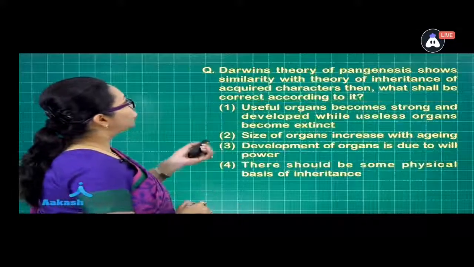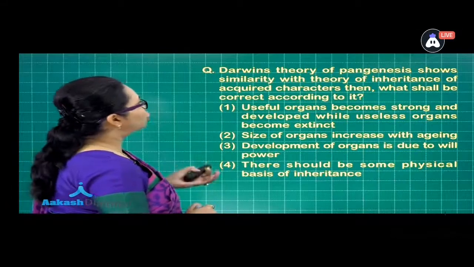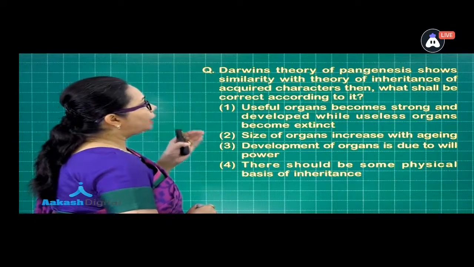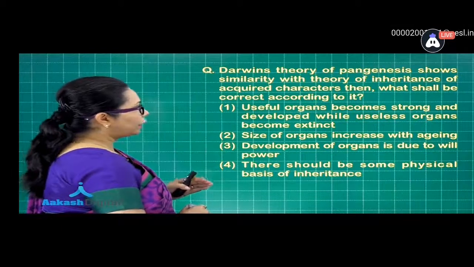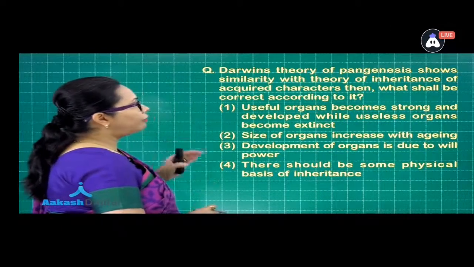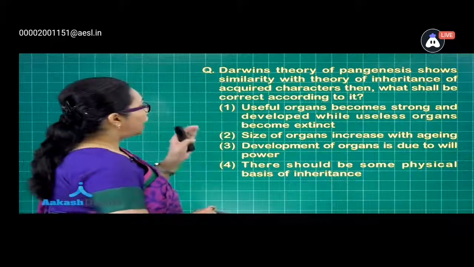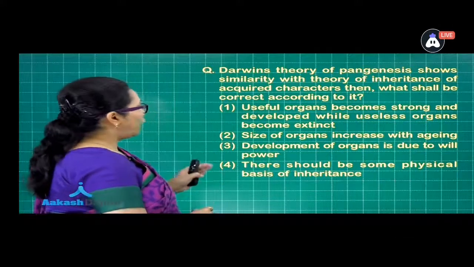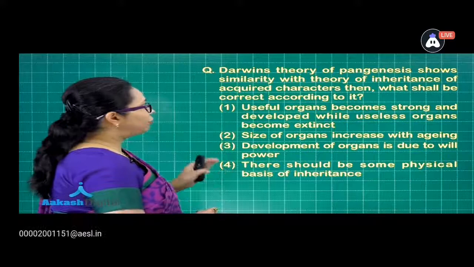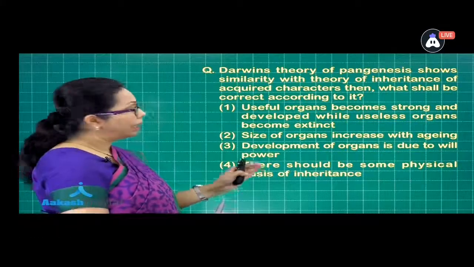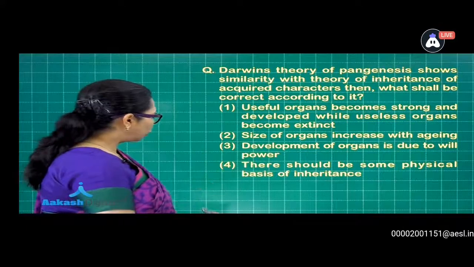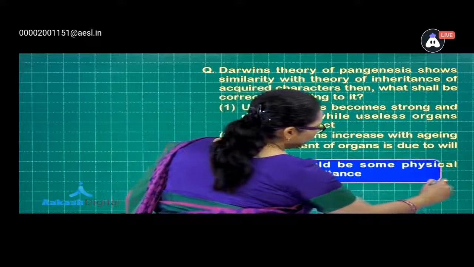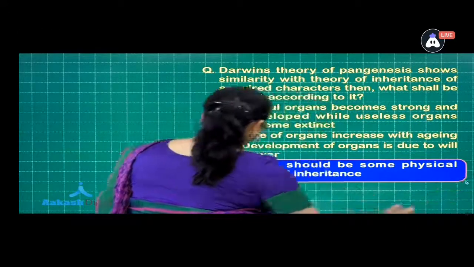Another one: Darwin's theory of pangenesis shows similarity with the theory of inheritance of acquired characters, then what shall be correct according to it? Useful organs become strong and developed while useless organs become extinct. Size of organs increases with aging. Development of organs is due to willpower. There should be some physical basis of inheritance. That is, of course, the gemmules being formed. So this is how the theory of pangenesis explains Darwin's variations and their transmission to the next generation.